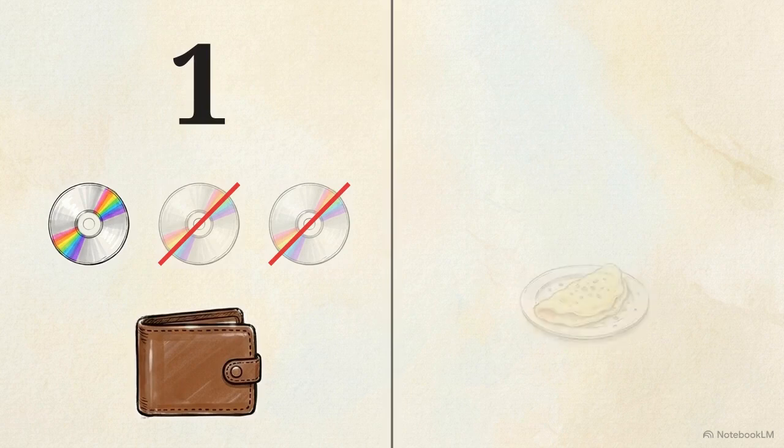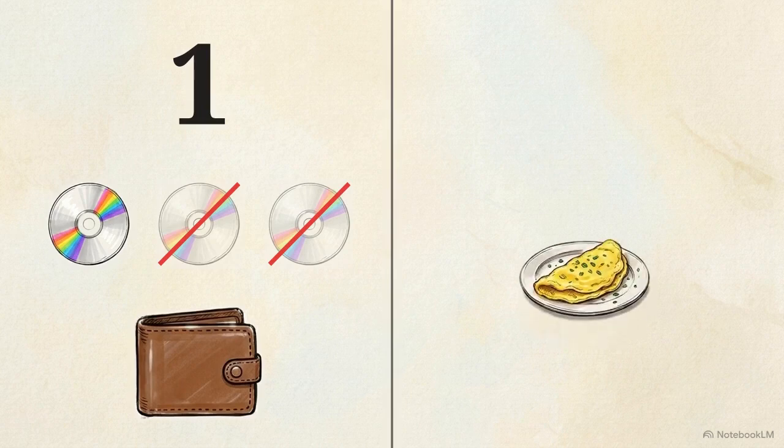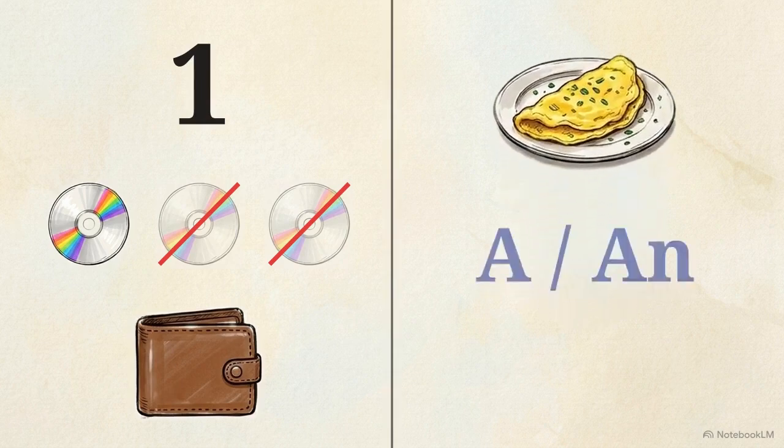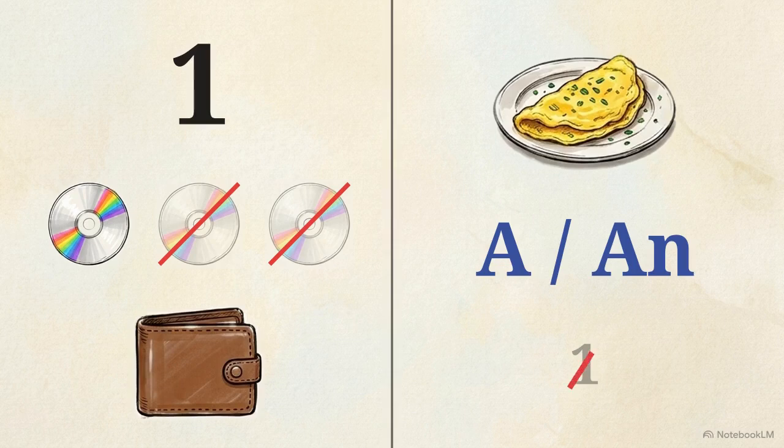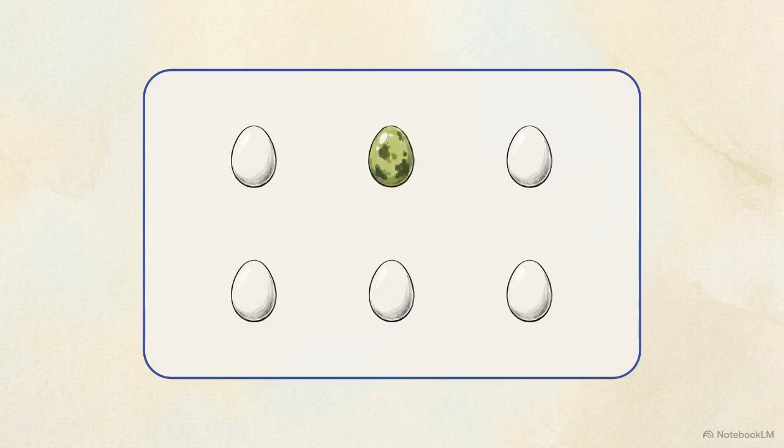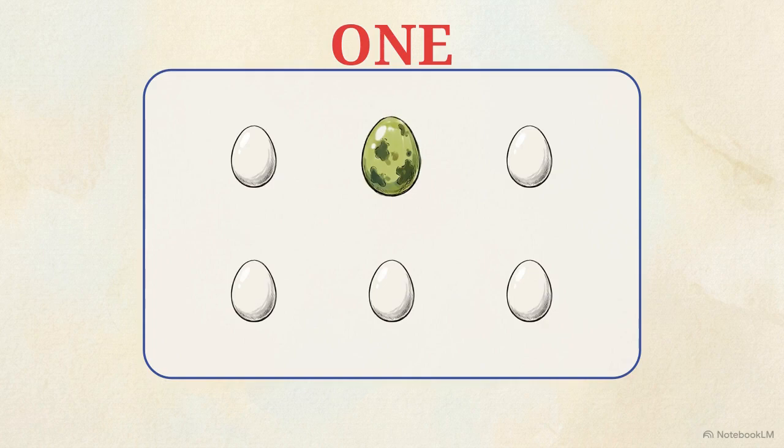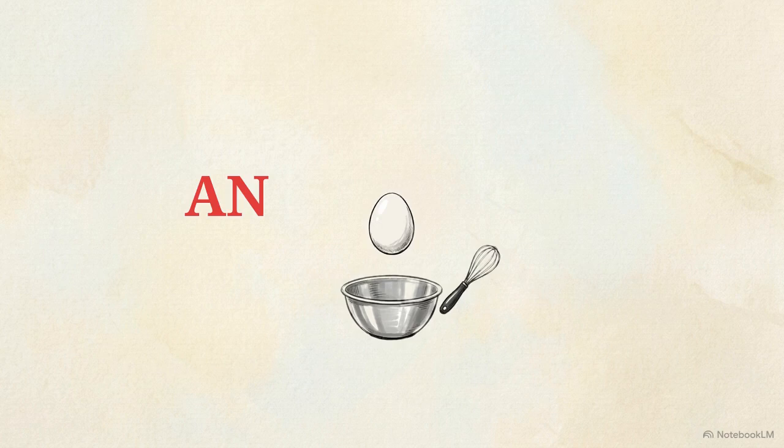Compare that to this breakfast setting. If I had an omelet, I'm simply naming the meal. The fact that there was exactly one omelet on the plate isn't the point of the statement, so one is the wrong choice here. Think of a carton of eggs. If you say, one of these eggs is rotten, you are contrasting that specific egg against the others. But if you tell someone, I need an egg for this recipe, you are generally naming the ingredient.